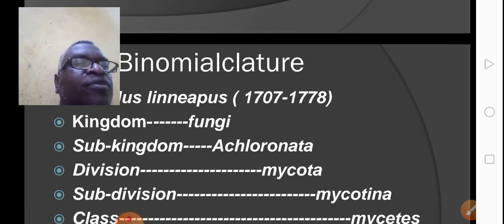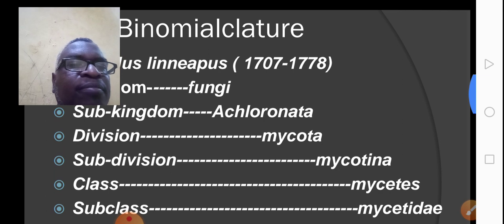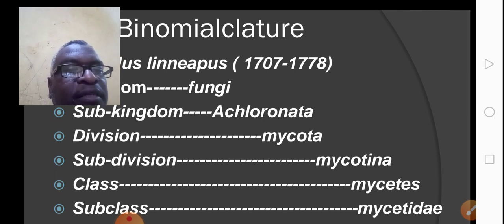We also have subdivisions, which we call mycotina. Mycotina means, for example, Ascomycotina, Basidiomycotina, and Zygomycotina. According to the ending suffix, that is a subdivision. Then we have a class, and classes end with mycetes. Mycetes is the ending for classes of fungi.